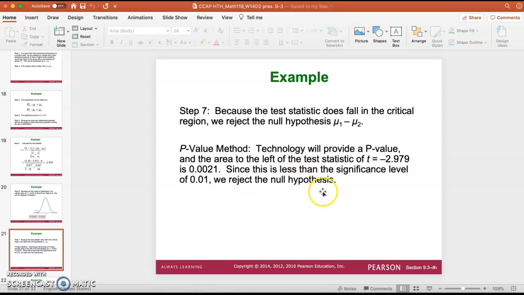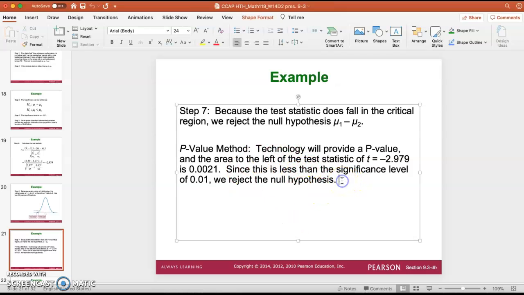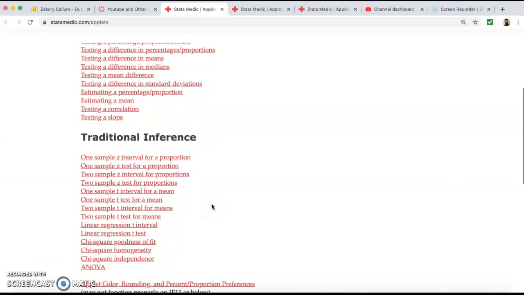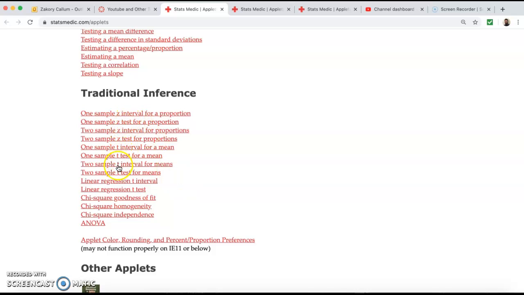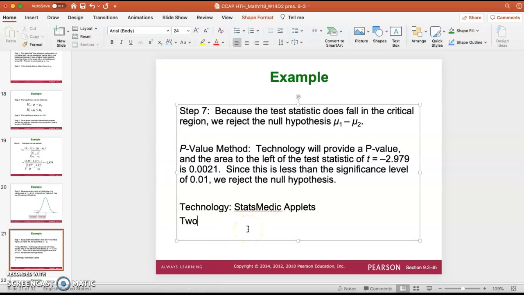And another way we can find it is with the p-value, which, by the way, some technology I would recommend is those two Statsmatic applets that are good for the types of problems we're going to do. When you look at the applets, under traditional inference, there'll be 2 sample t-test for means for the hypothesis test, and then 2 sample t-interval for means for when we do confidence intervals.